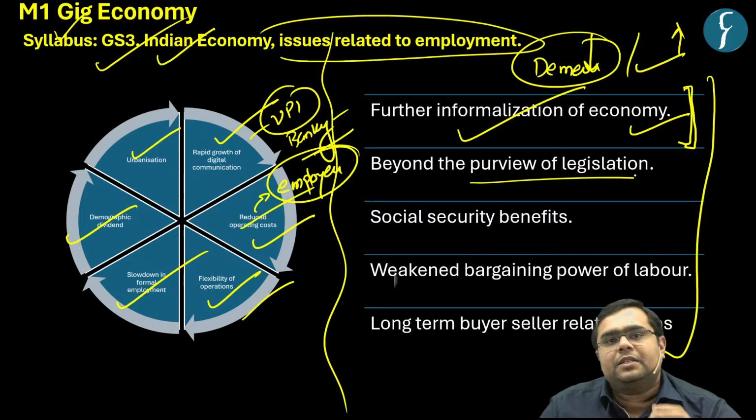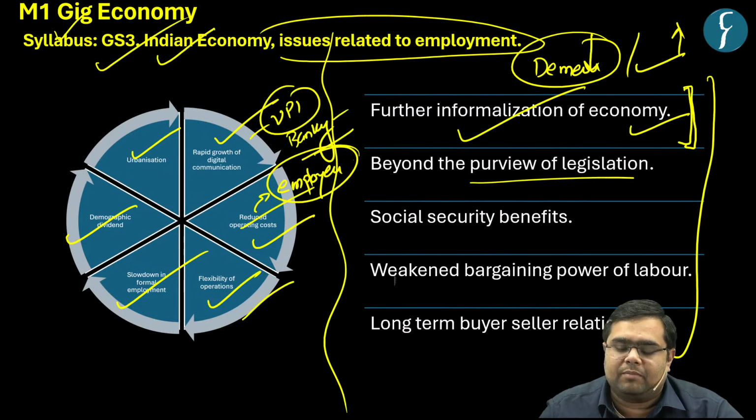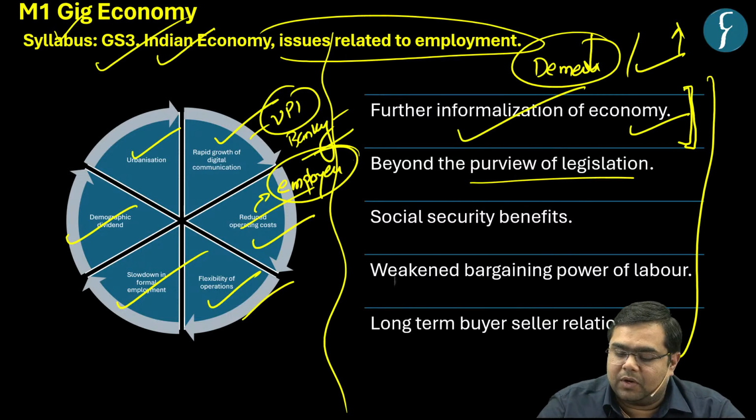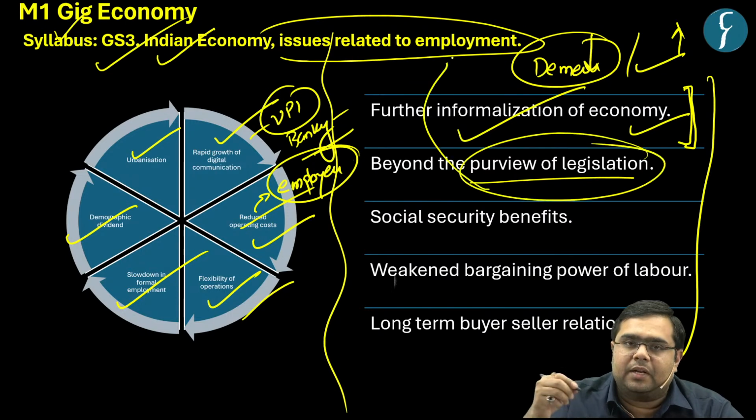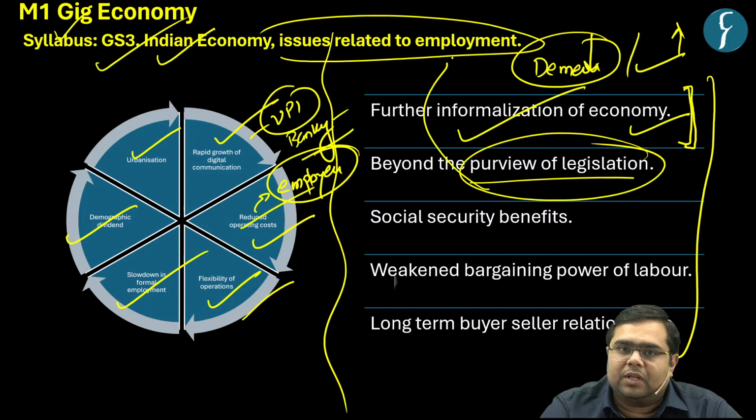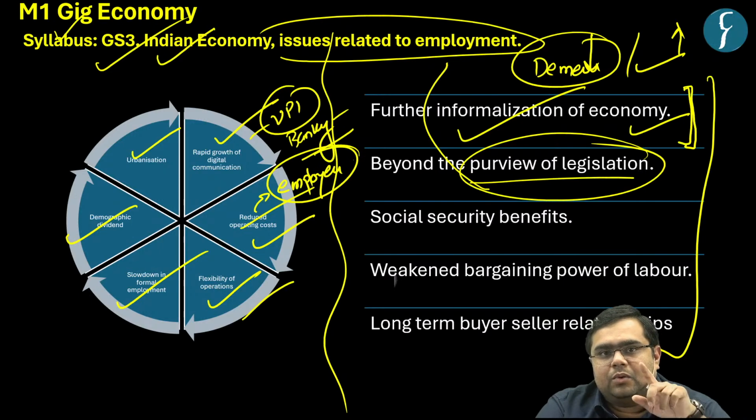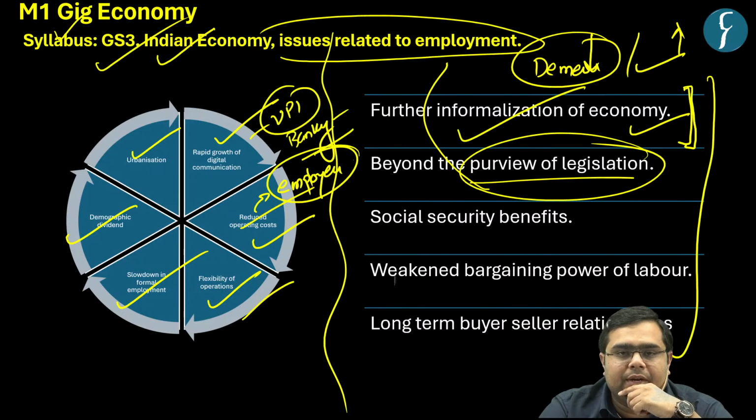Then another challenge is that it is beyond the legislative purview. That is, the gig workforce is beyond the legislative purview. As of now, there is no legislation that governs the gigization of workers. So again, since there is no legislation and no social security framework, these workers are further exploited, right? They do not enjoy a kind of job security with respect to their employers.